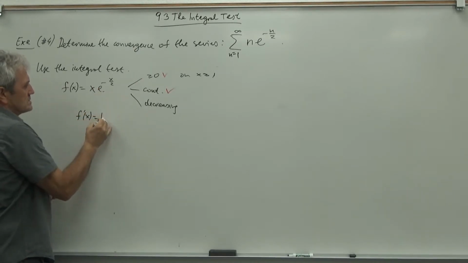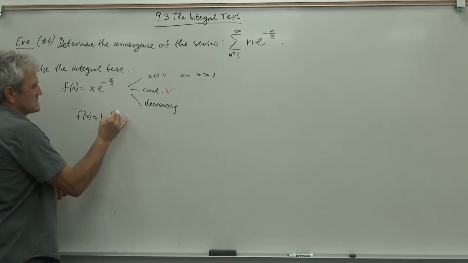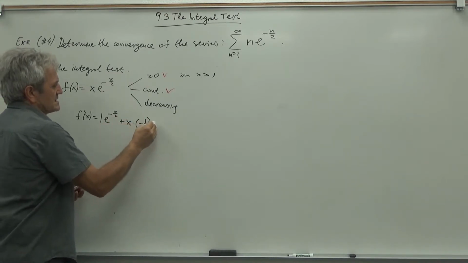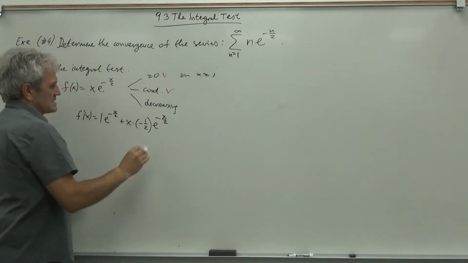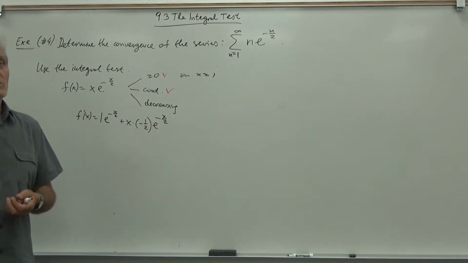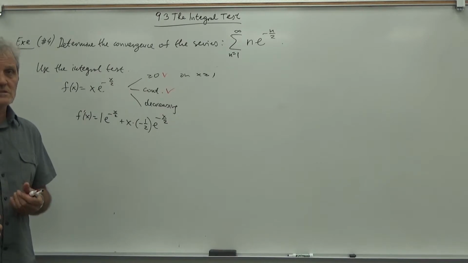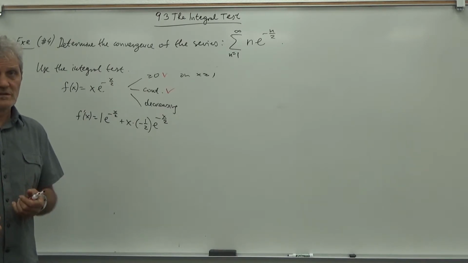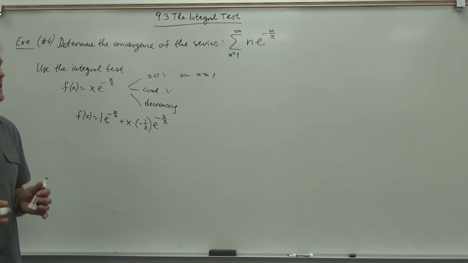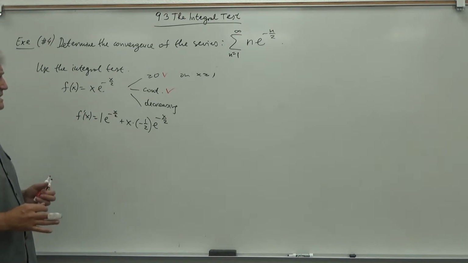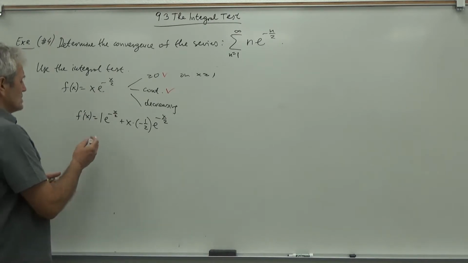I use the product rule: 1 times e to the minus x over 2, plus x times negative 1/2 e to the minus x over 2. Let me warn you, the thing that really could be dangerous in this course is if your derivatives are not ready. If you have troubles with derivatives, go back to that activity and make sure to cover that quickly.